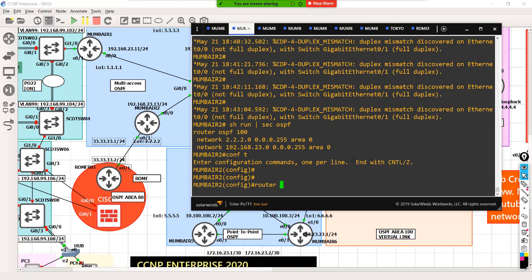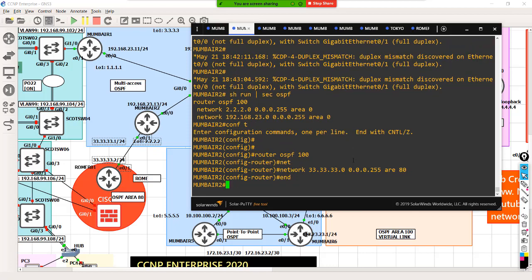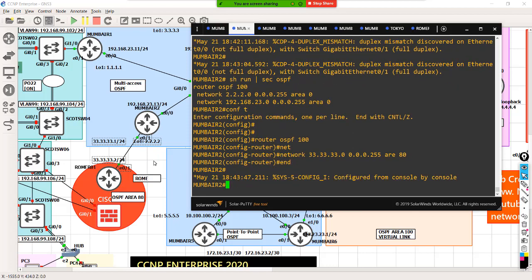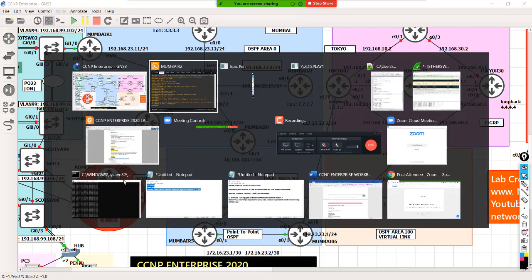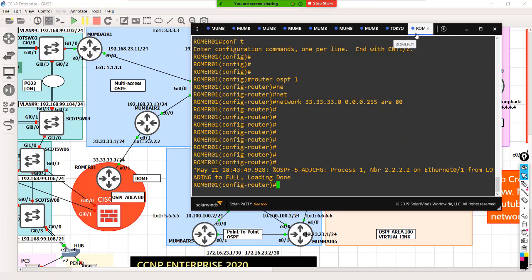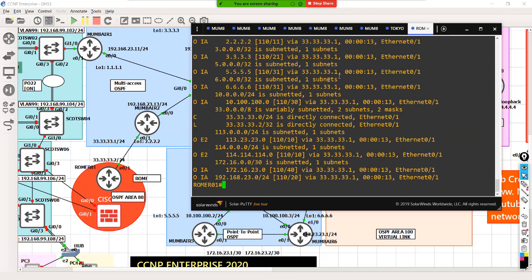So I'll go to router OSPF 100. I'll say network 33.33.0 subnet mask area 80. Okay, so they will build an OSPF neighborship. The database will be synchronized, and by default, as per the theoretical concept, all the external routes will show up in the roam router. So let's see how much time it is going to take. Okay, it was very instant.